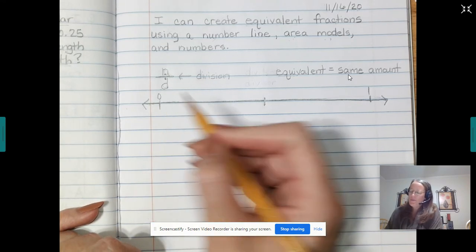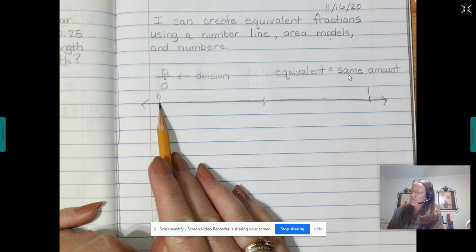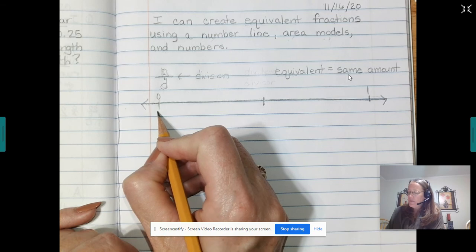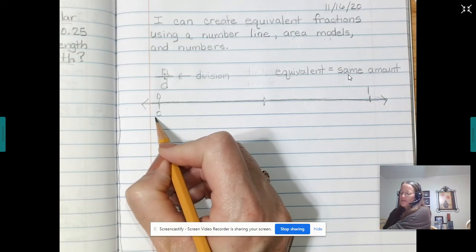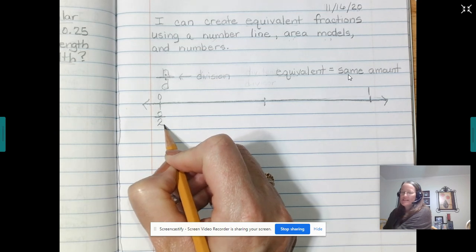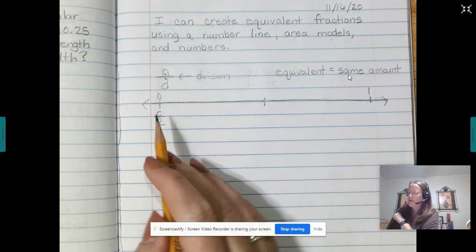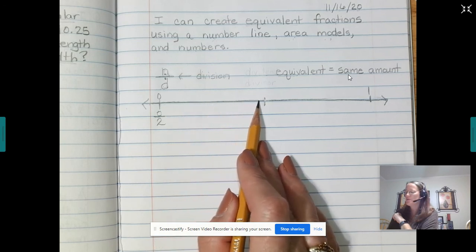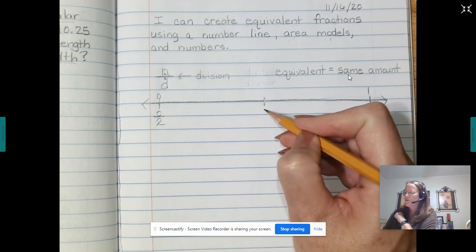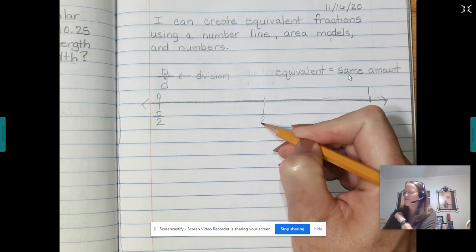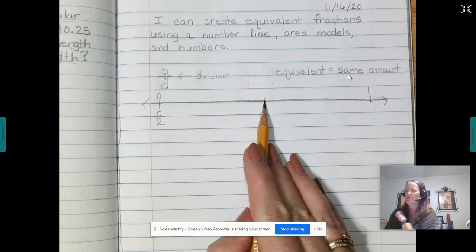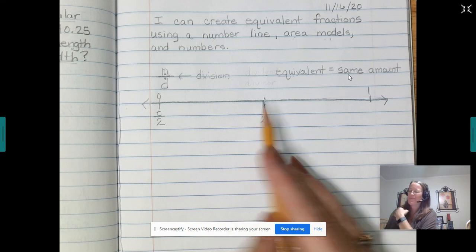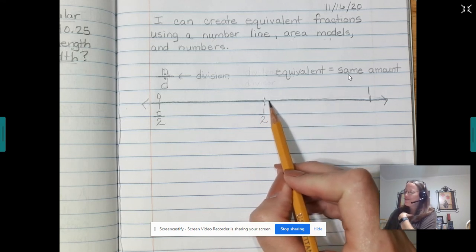Below the 0, remember this number line is split into 2 equal parts, or into halves. On the number line here, we would write 0 halves. And as we're walking along the number line, I have arrived at 1 half. I have walked 1 half of the way along the path to get to 1 whole. So here's 1 half.